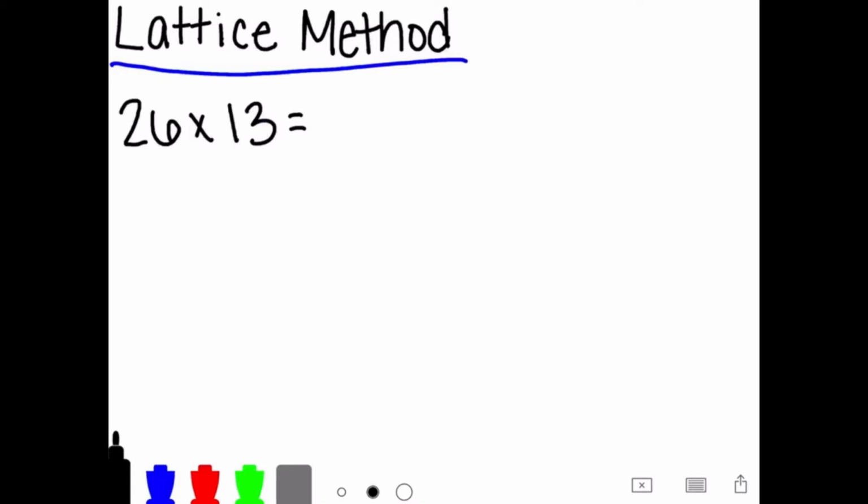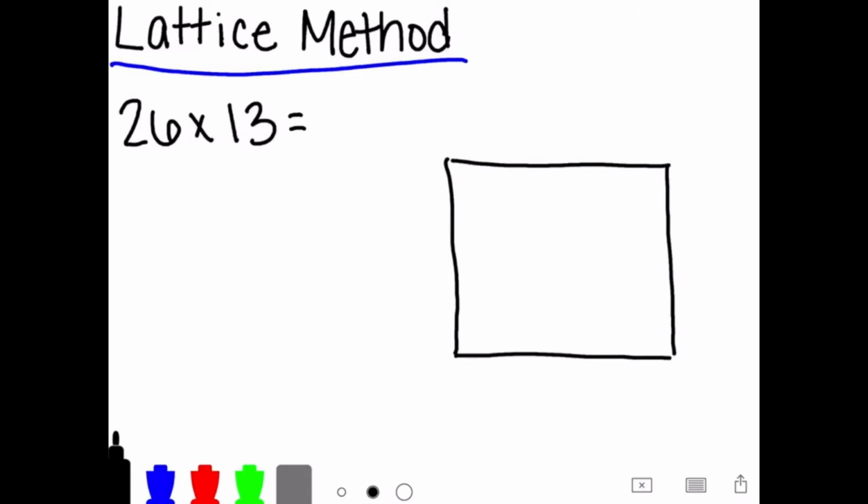So very similarly to the array method, we're going to start with a box. And because we are doing a 2 by 2 digit multiplication problem, we're going to split the box into 4 parts. We're going to split it into 2 by 2. Next, we are going to take the digit from each number. So in the number 26, we are going to use the digit 2 and the digit 6 and put those numbers on the outside of our box.